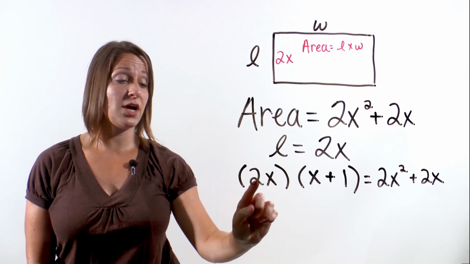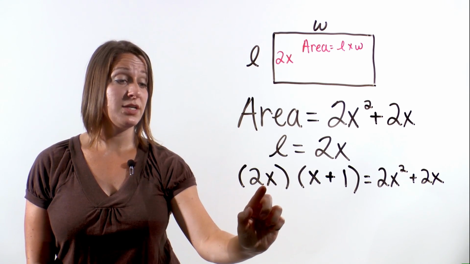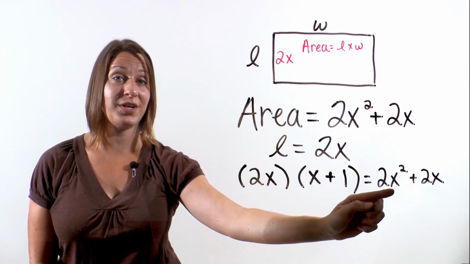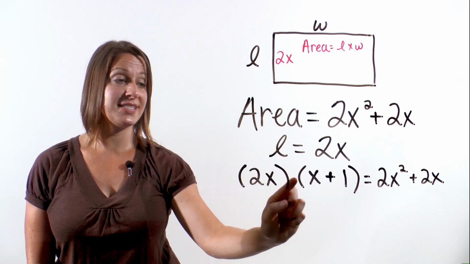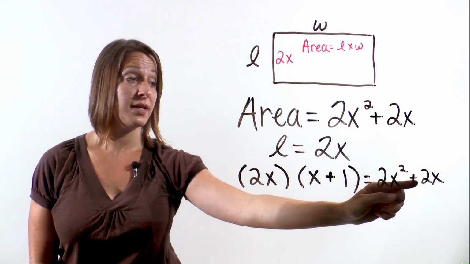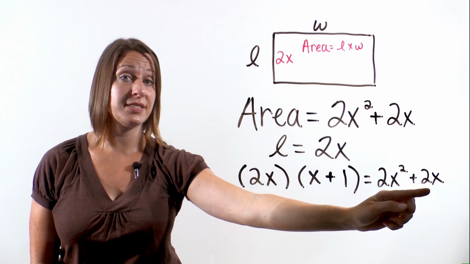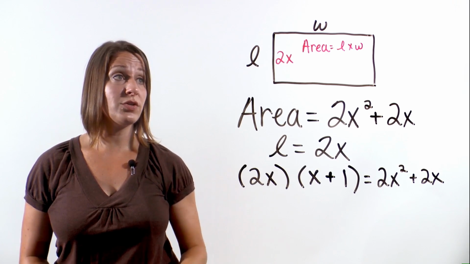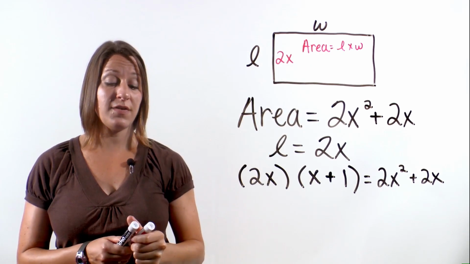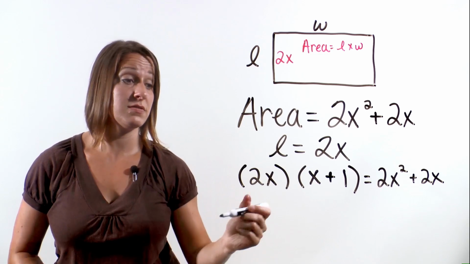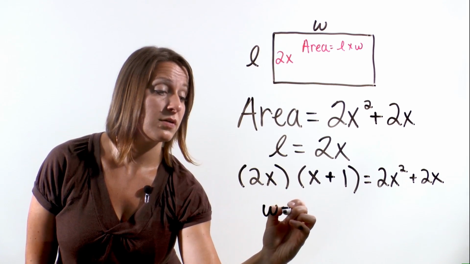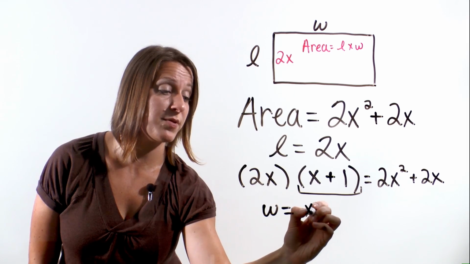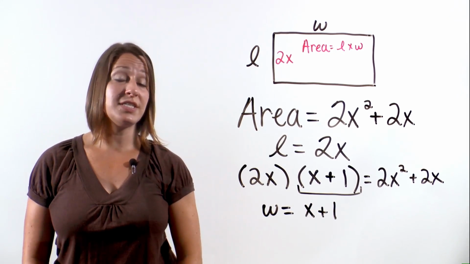And you can check yourself by multiplying: 2x times x is 2x squared. 2x times positive 1 is positive 2x. So to answer this question, we are looking for the width of this rectangle. So the width is the second part of this multiplication problem, which is x plus 1.